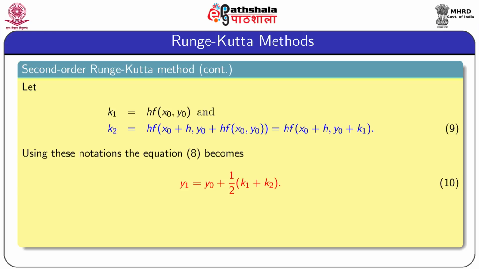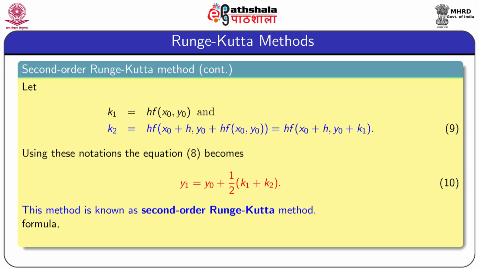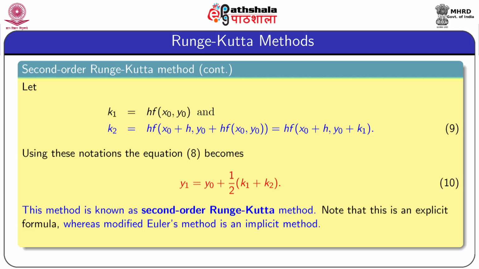So using this notation, equation 8, that means the modified Euler's method, becomes y1 equal to y0 plus the average of k1 and k2, that means half into k1 plus k2. So this formula is known as the second order Runge-Kutta method. Note that this is an explicit formula, whereas the modified Euler's method is an implicit method. So this is a very important and interesting observation. The same formula converted into second order Runge-Kutta method is in explicit form, and the modified Euler's formula remains in implicit form.